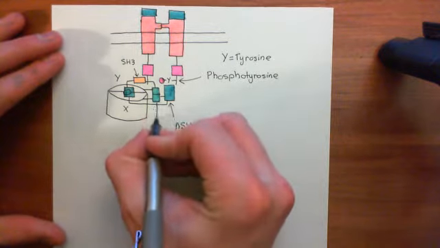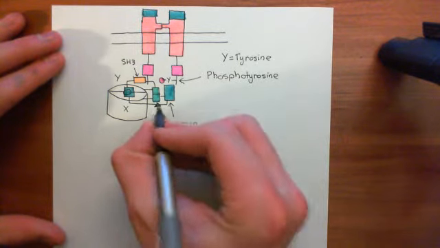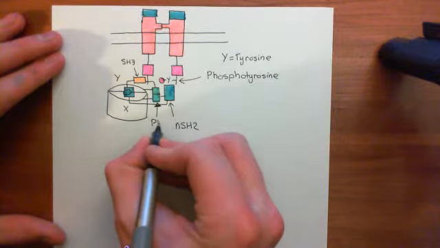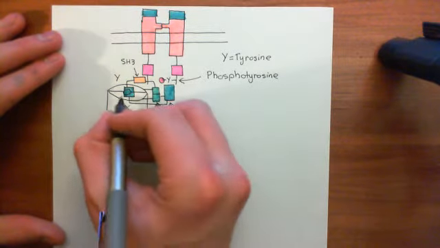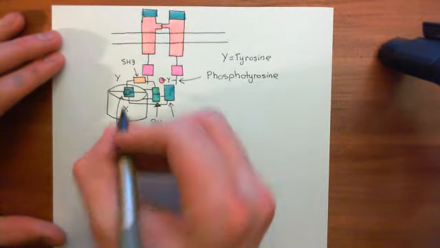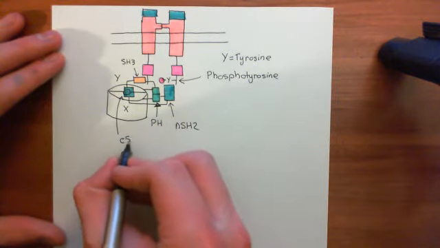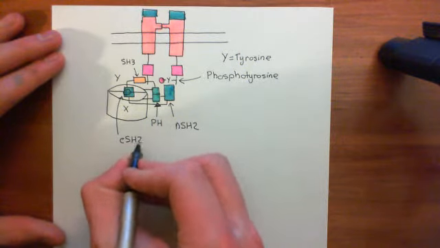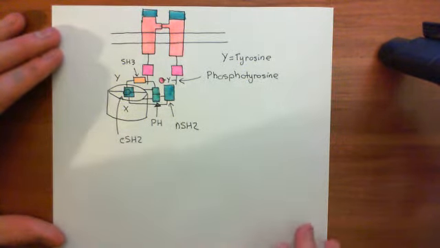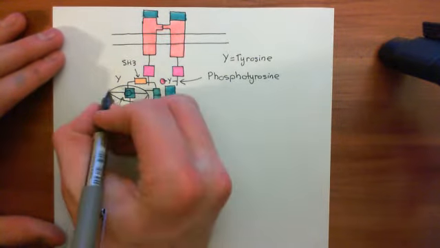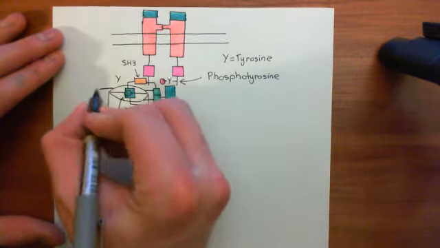from functioning. So just to finish up the labelling here, here is the plextrin homology domain that was split into these two halves. This is the CSH2 domain here, the C-terminal SH2 domain, because it's slightly closer to the carboxylic acid terminus than the NSH2 domain.